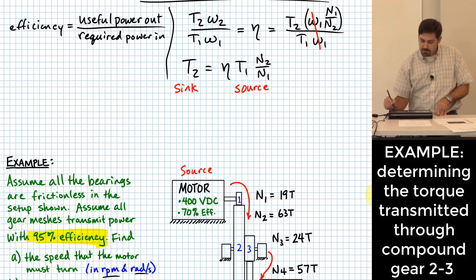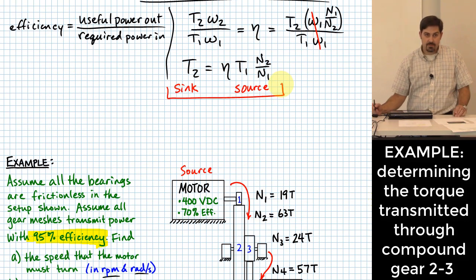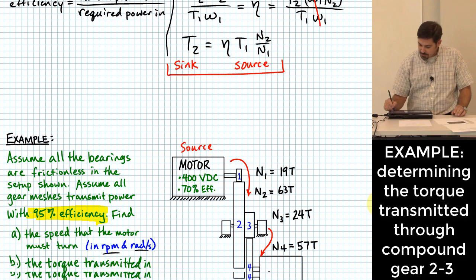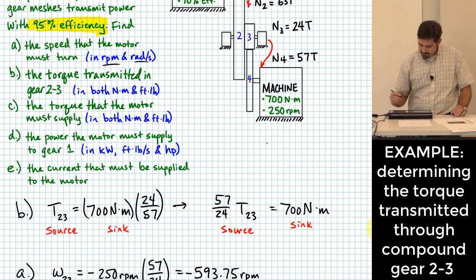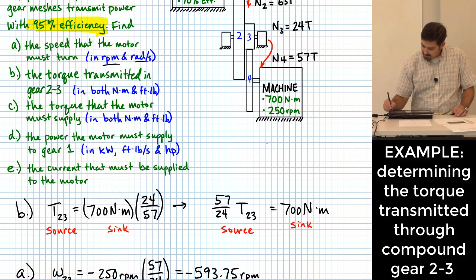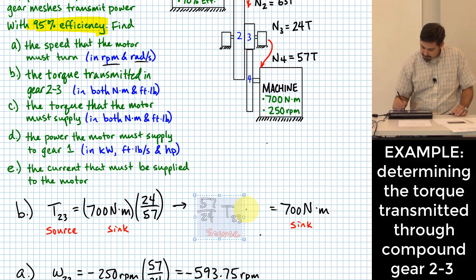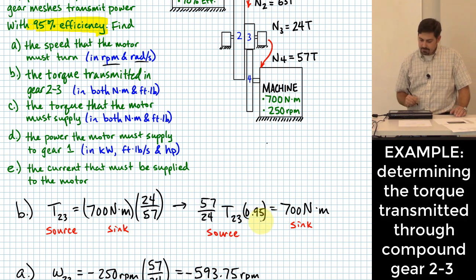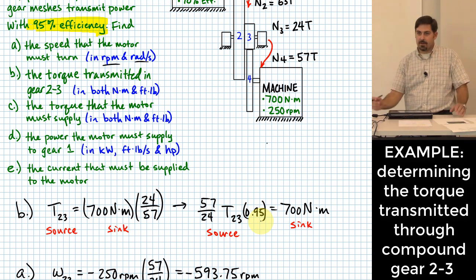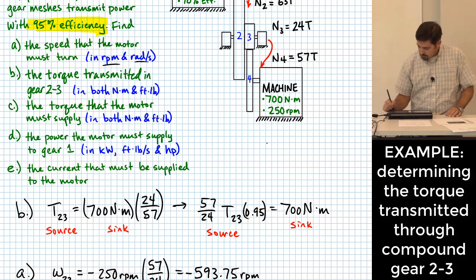Is it now possible to make it look just like this? Yeah, what do I have to do? On this side over here, we're going to have to multiply it by 0.95. That makes sense? That puts it in the exact same form that I had it up there where I had the source and the sink, right? There's other ways I could have done that as well, but anyway.